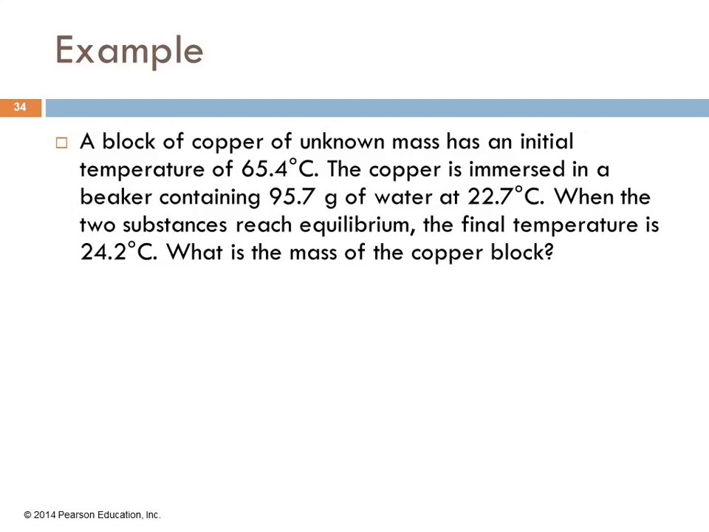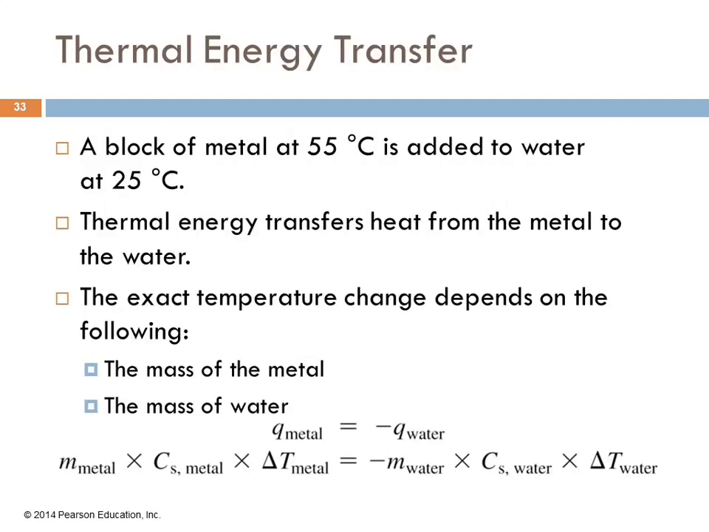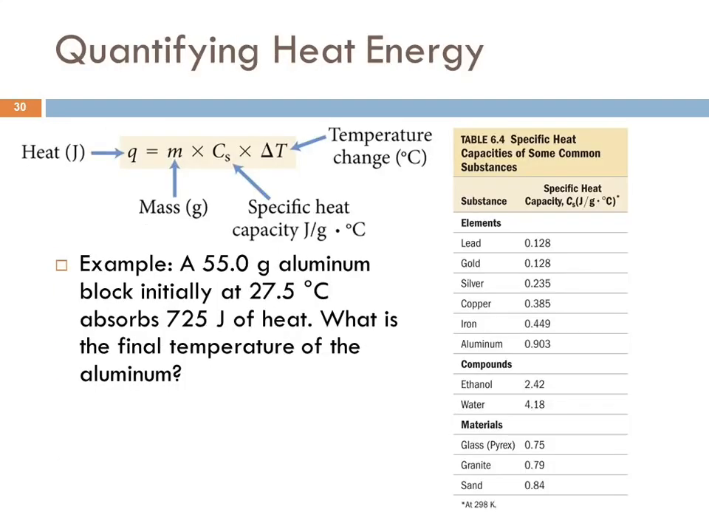Well, we're going to need the specific heat capacity of copper. So I'm going to go back to that table before I start writing anything. Copper is 0.385. So write that on the board so I don't forget. Copper, 0.385 joules per gram degree Celsius.